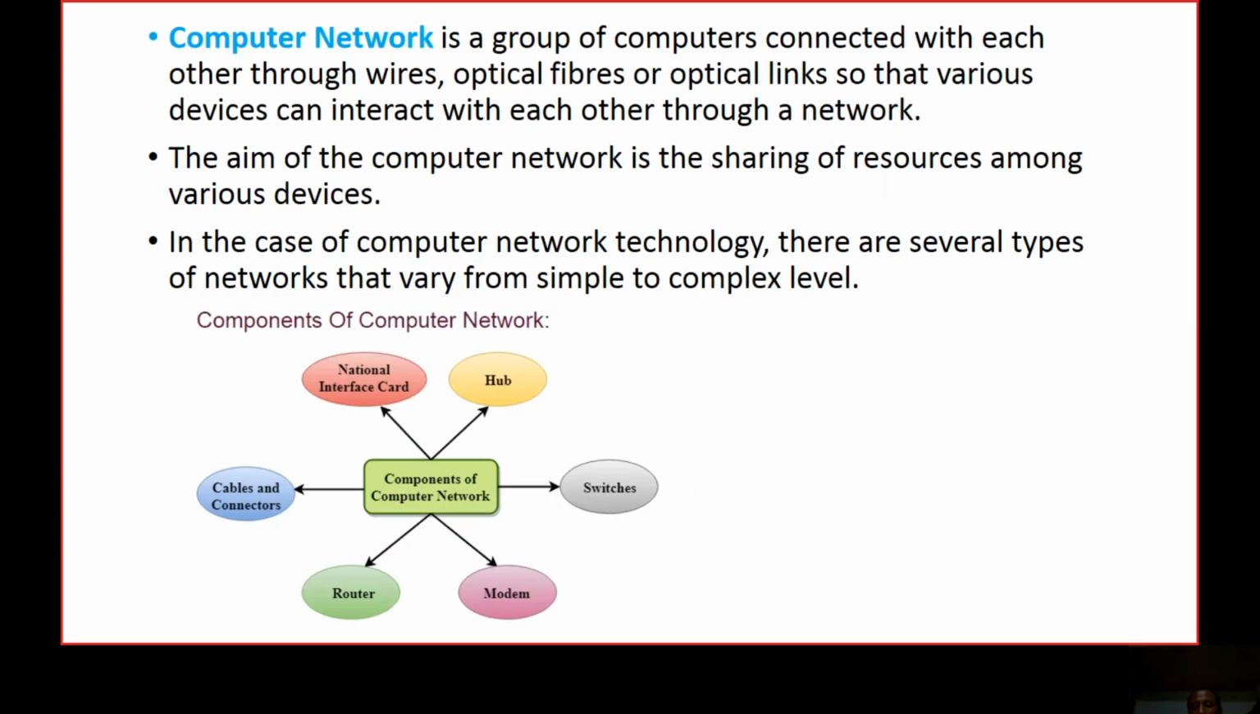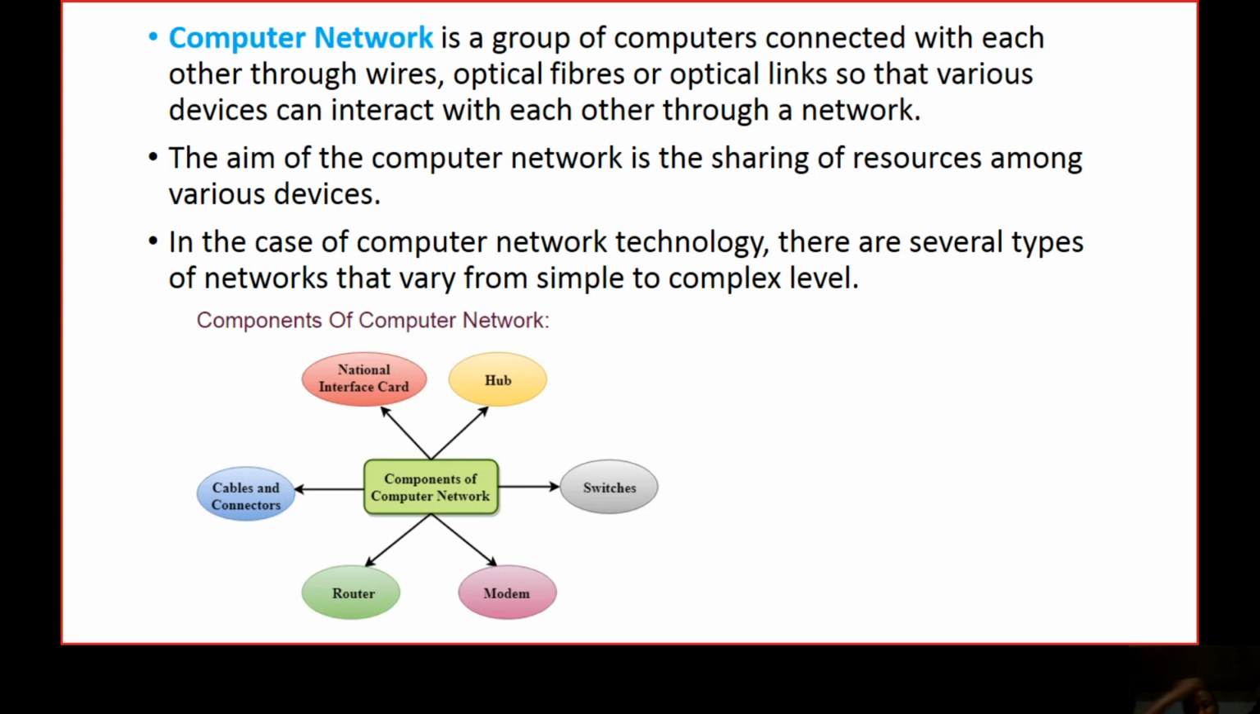A computer network is a group of computers connected with each other through wires, as I have said. So we have different wires that are able to connect computers to the network. You find optical fibers, wires like network cables which are straight through, and coaxial cables. The aim of this is just to share the information, to share the resources between the devices.